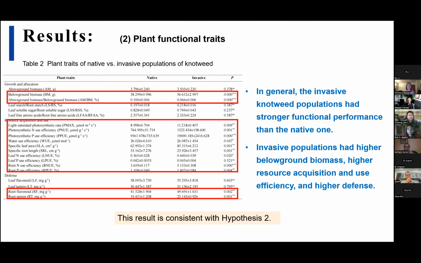So the second part is the plant functional traits. We can see in general, the invasive population had a stronger functional performance than the native ones, and the invasive population had a higher belowground biomass, higher resource acquisition and use efficiency, and a higher defense. So this result is consistent with our hypothesis 2.